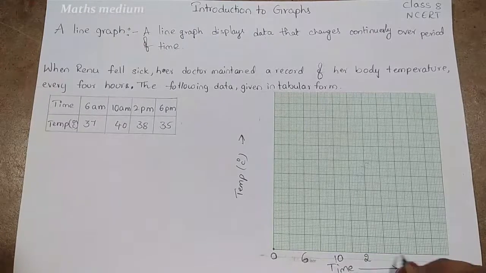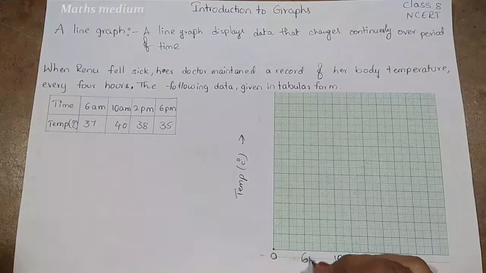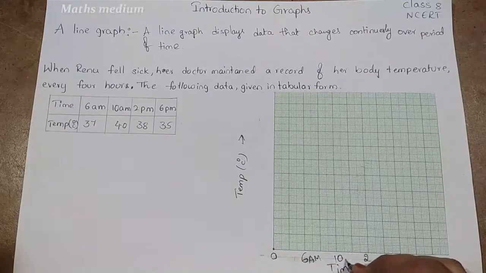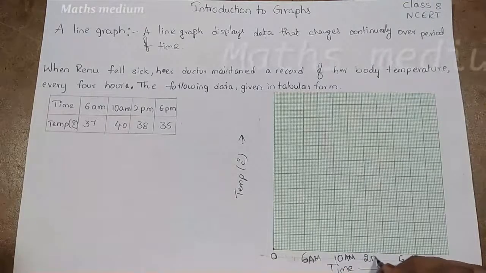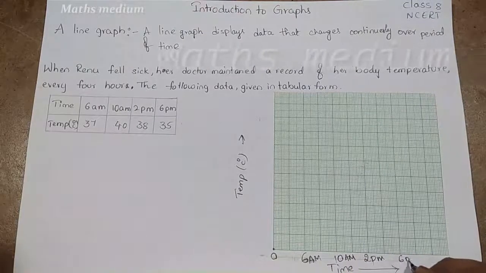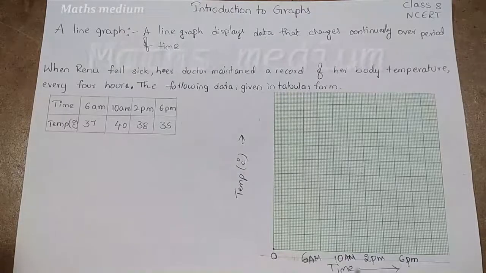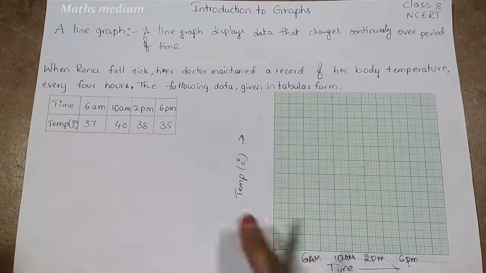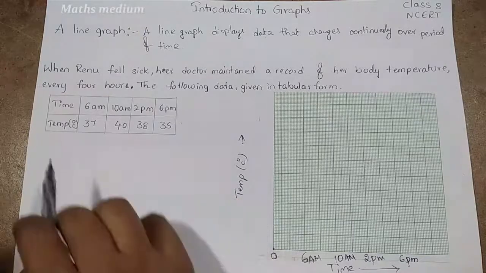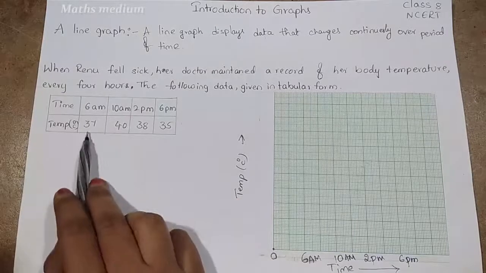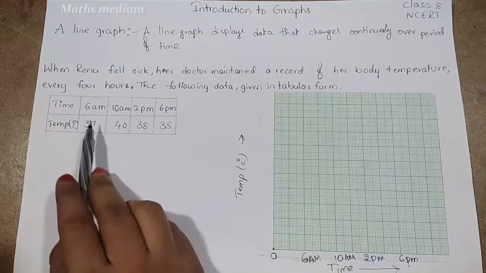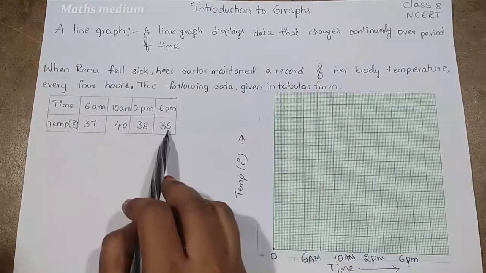2 and 6. So this is AM and this is also AM. This is 2 PM and this is also 6 PM. So these are the timings of the body temperature checking times. Now this is the temperature. So we have to take according to the data we have: 37, 40, 38, 35.